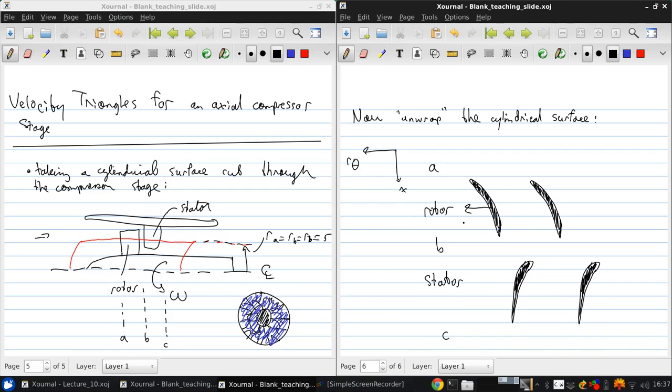And so these rotor blades are being pulled around at speed omega r. We're going to use primed quantities for the relative frame, the frame of reference attached to the rotor, and the unprimed quantities are the absolute frame. Okay, so this is a sketch of the geometry.